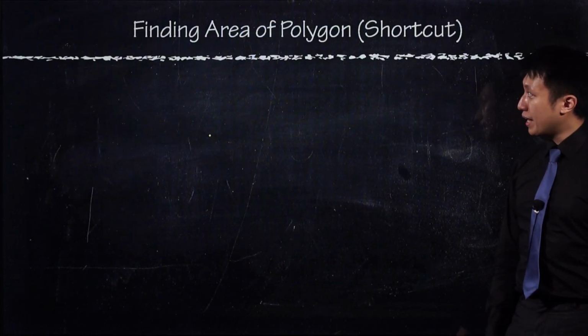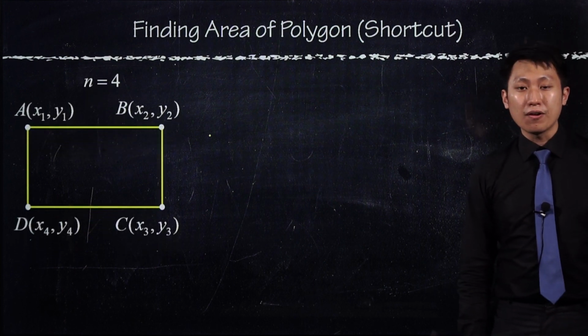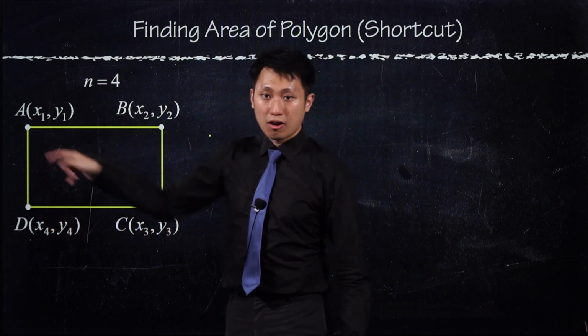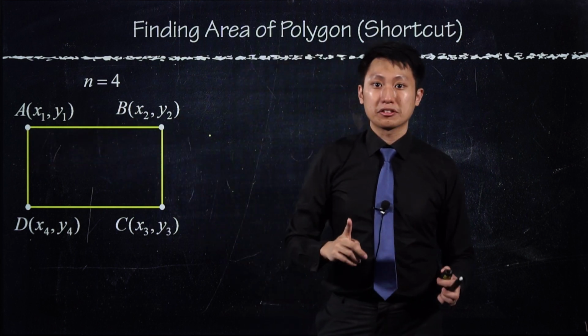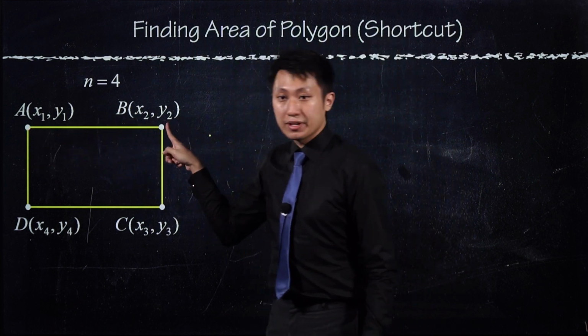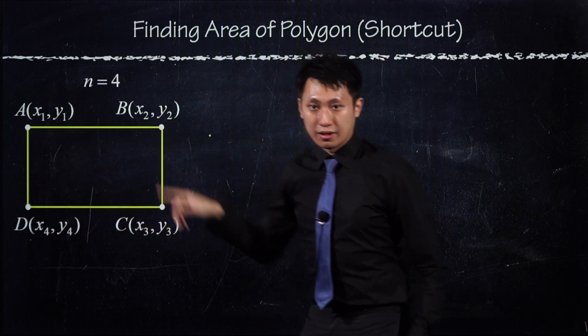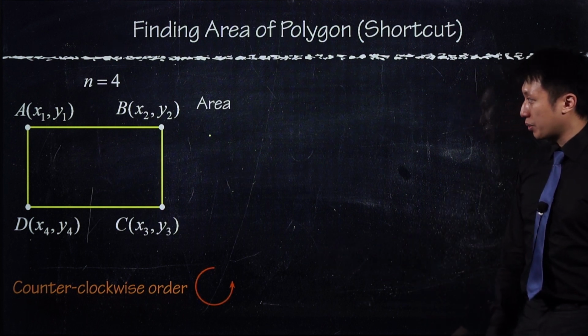Okay, so now let's go and see something else. When n equals 4, you see, now we can go clockwise order or we can go counterclockwise order. And it does not matter where you start. You can start from here and go counterclockwise, means here, here, here, here. Okay, so done. Counterclockwise order, I just put it here.